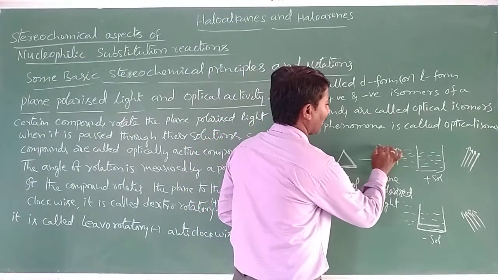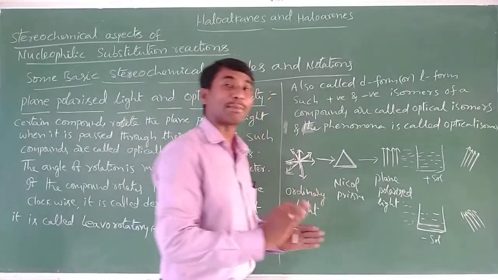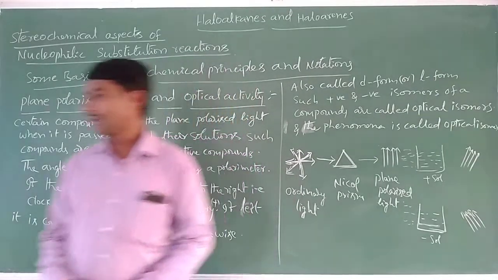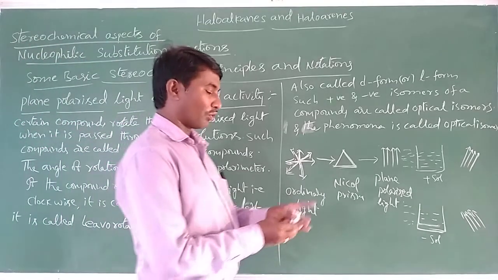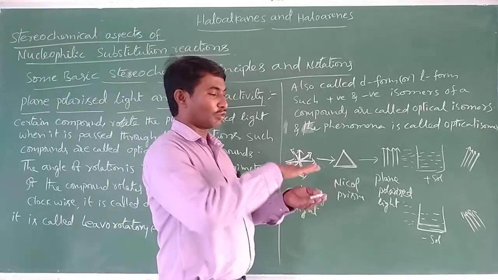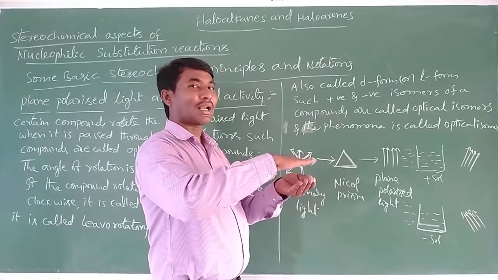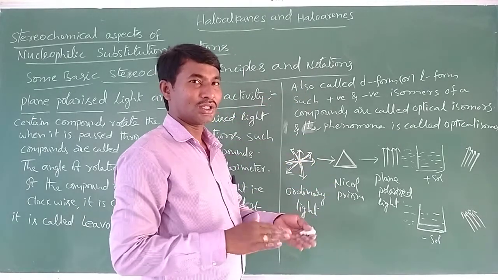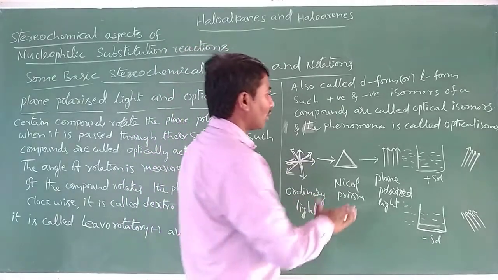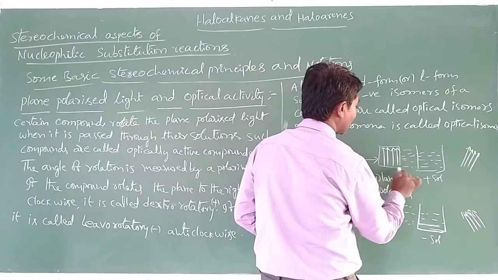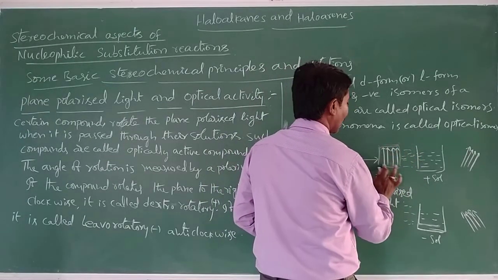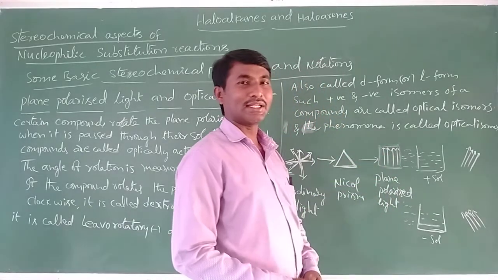Plane polarized means this is a plane. So that gives plane polarized light. Only one plane, not above and not below like this. Only one direction. This is one plane. So this gives plane polarized light.